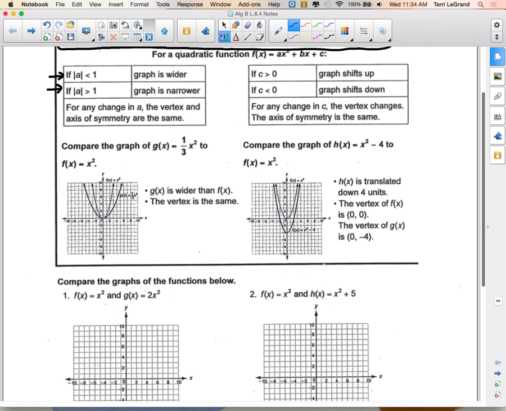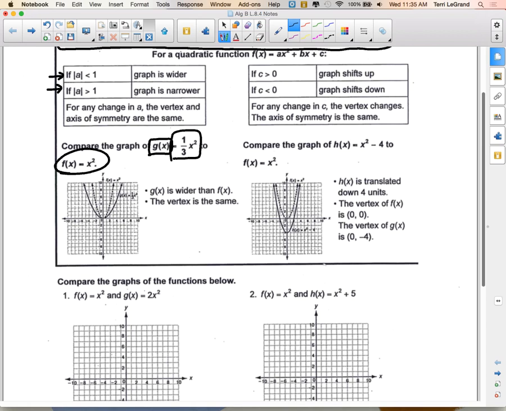Okay, so these are some examples of what happens. We compare the graph of g of x. Why is that one called g of x? Well, it means it's a new function of f of x. It just got a new name, so we call it g of x, and its rule is 1/3 x squared. So this is what it started as.